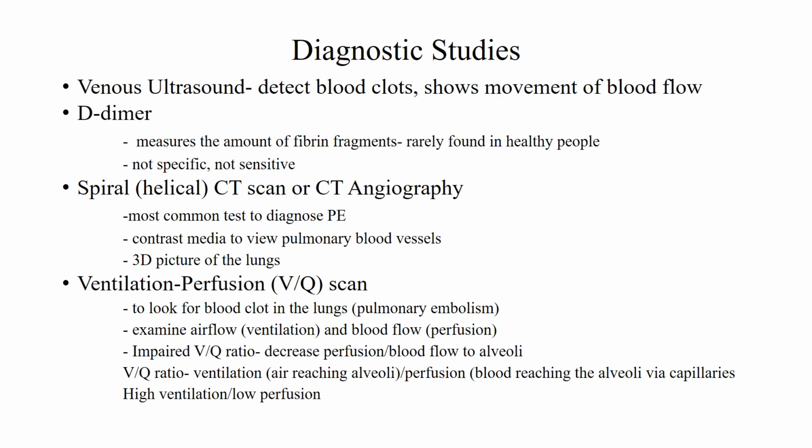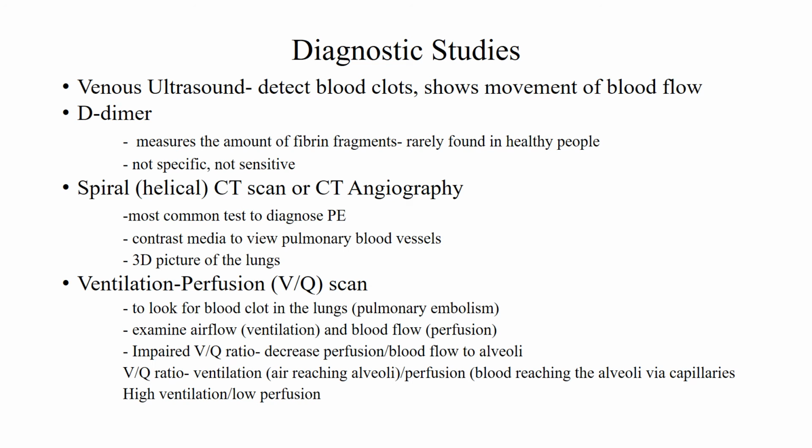So diagnostic studies for pulmonary embolism involve first venous ultrasound. Venous ultrasound helps to detect blood clots in the veins of the legs before they become dislodged and pass to the lungs. It can also show the movement of blood within the blood vessels. The D-dimer is another test, and we've mentioned that before. It measures the amount of fibrin fragments. These fibrin fragments are rarely found in healthy people.